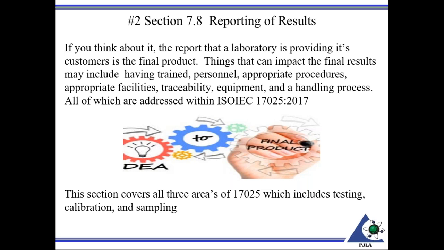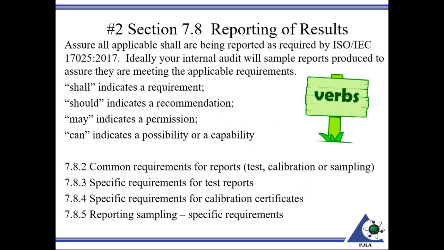17025 is a standard for testing, calibration, and sampling, so this section covers all three areas. I just want to interject something here, mentioning an internal audit. Again, when you see the word shall, and you see that a lot here in reporting the results, the laboratory shall report, that indicates a requirement. Should indicates a recommendation, may indicates a permission, and can a possibility or capability. So when we look at section 7.8, it's broken down into different areas. You want to take that word shall and review it, particularly if you're doing your internal audit of reports that you produced, and assure that you're capturing all the applicable shalls to your customer.